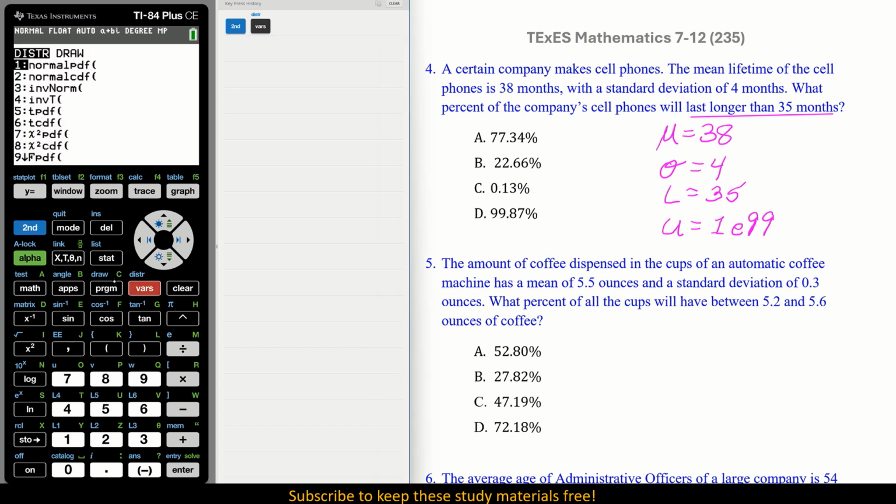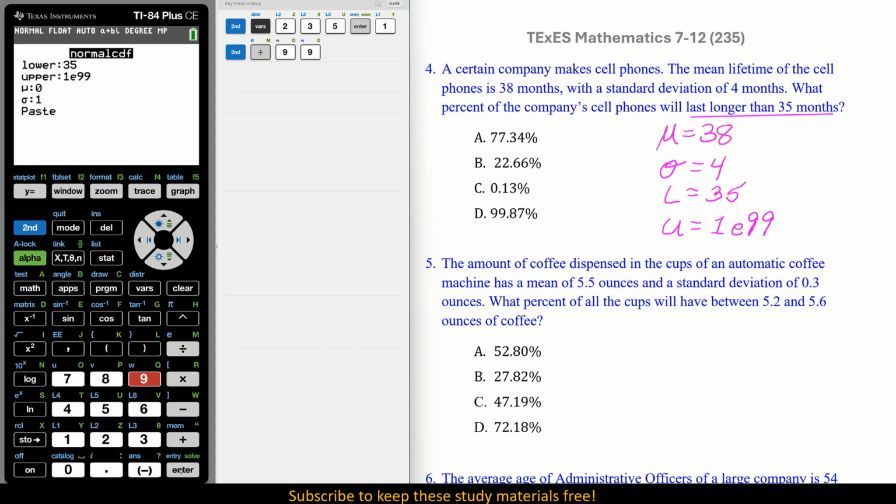Second, vars, we need number 2 again. All right, but our low will be the 35. Now enter that. Now, how do you get in the 1E99? Well, that's not a big deal. Push 1, second division, see the E above it? Push that, 9, and there you go.